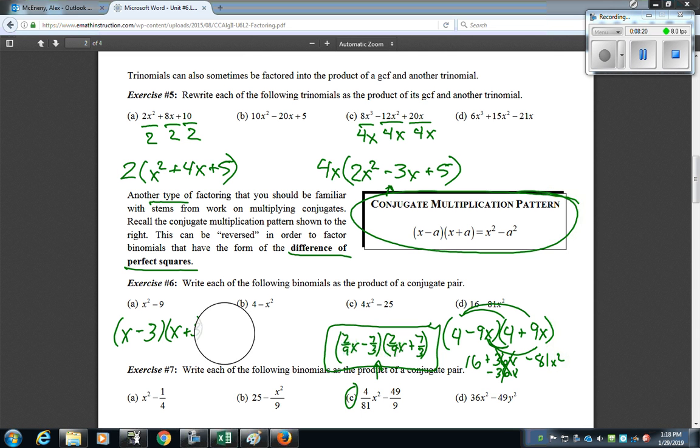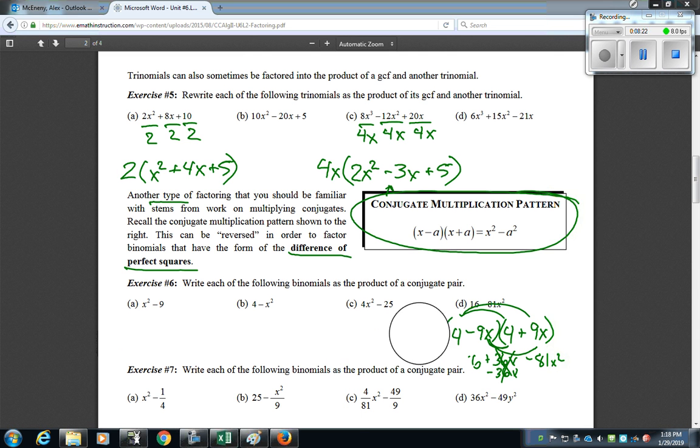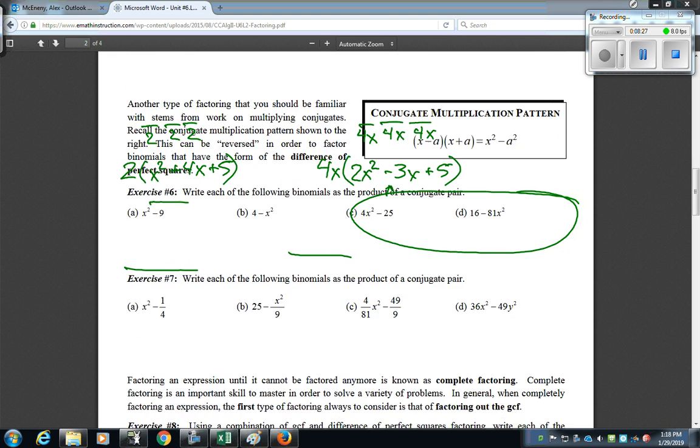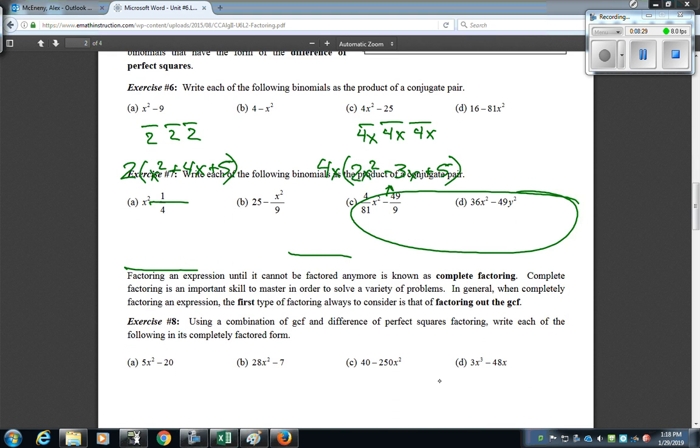So as you're working on the questions on the next couple pages, just look for those patterns, and again, if you're not sure, make sure you use your calculator to help you with it. Now the last part we're going to look at is exercise 8, and they're just having us do a combination of the greatest common factor and difference of perfect squares.